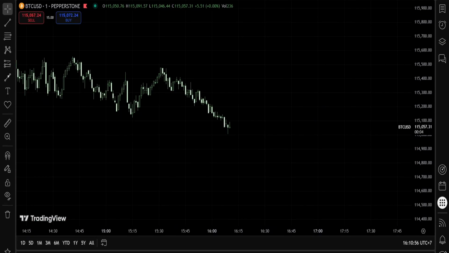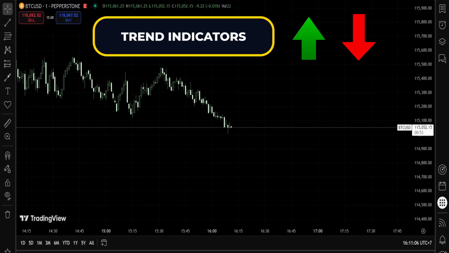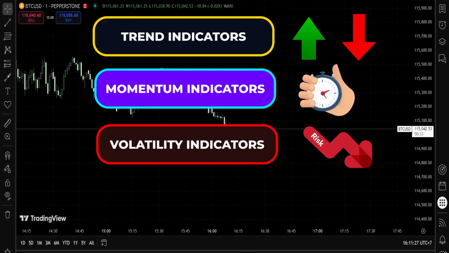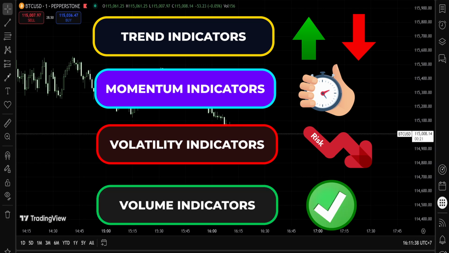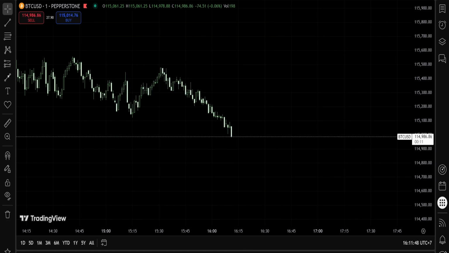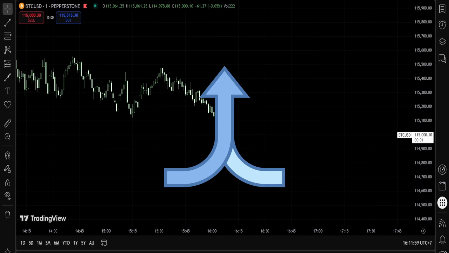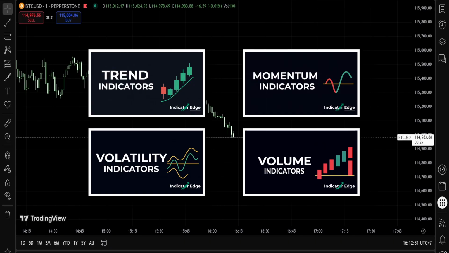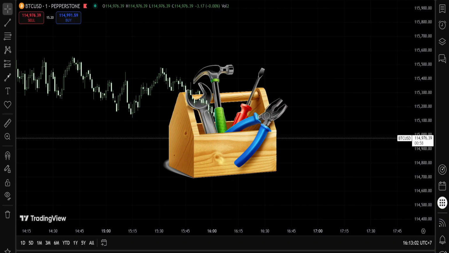Here's the key, each type has its role. Trend shows direction, momentum times your entry, volatility manages risk, and volume confirms the move. In future episodes, I'll show you how to combine them, even on TradingView's free plan with just 2 indicators. And to make it easy, I'm creating playlists for each category so you can quickly find and combine the ones that fit your style. Your own trading toolbox ready to go.